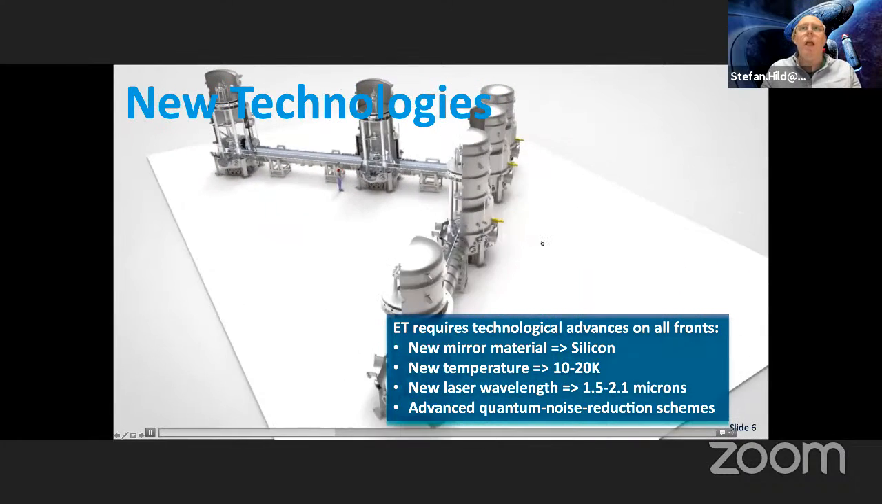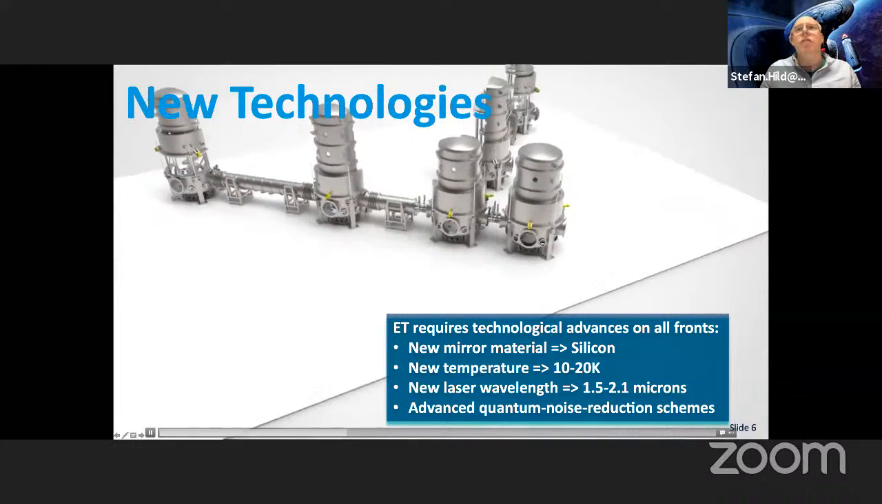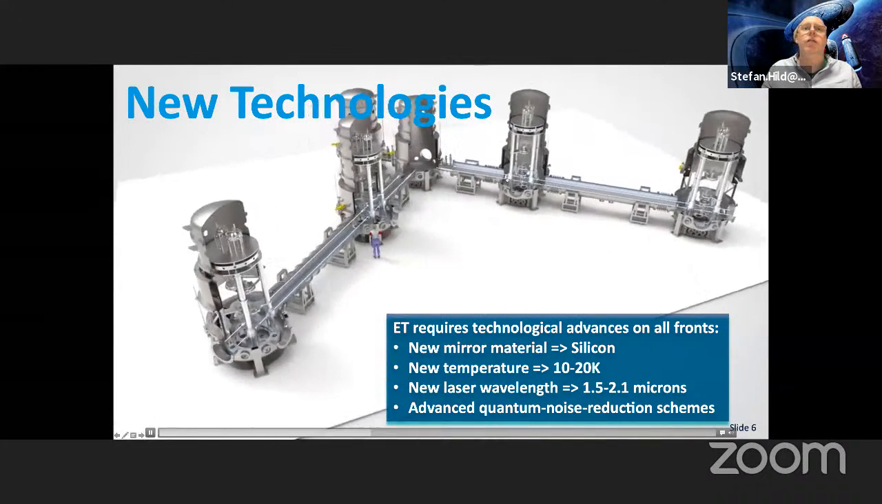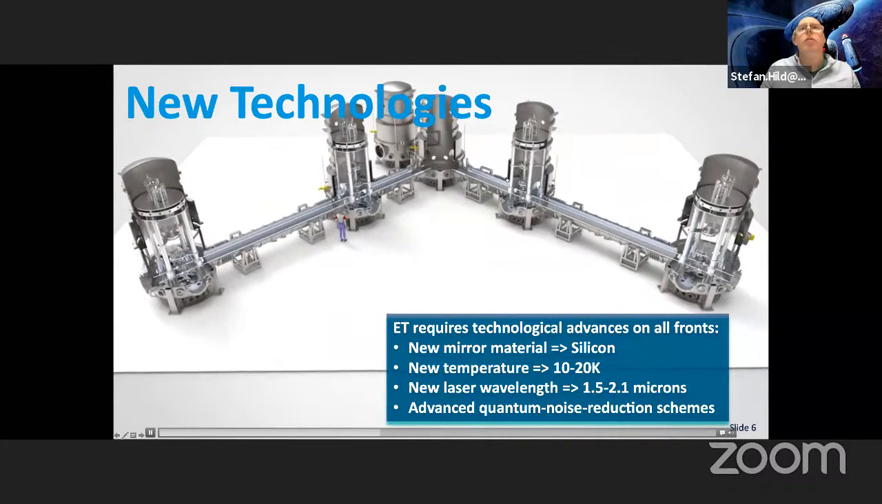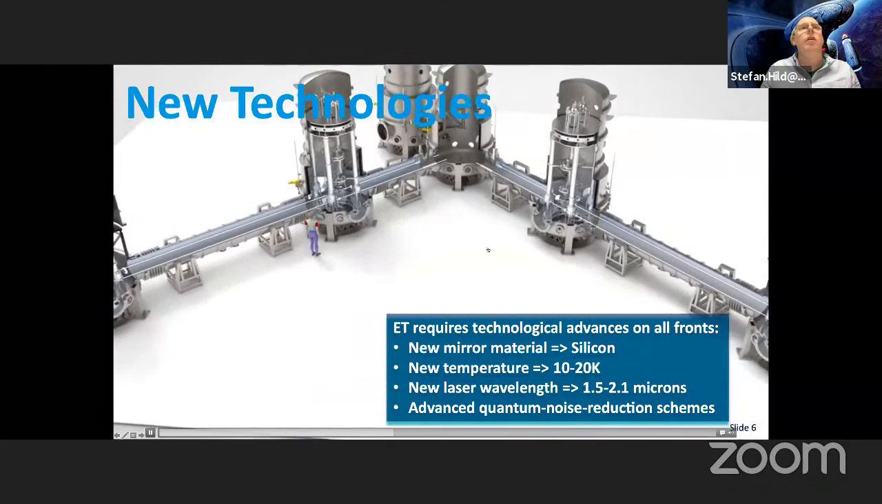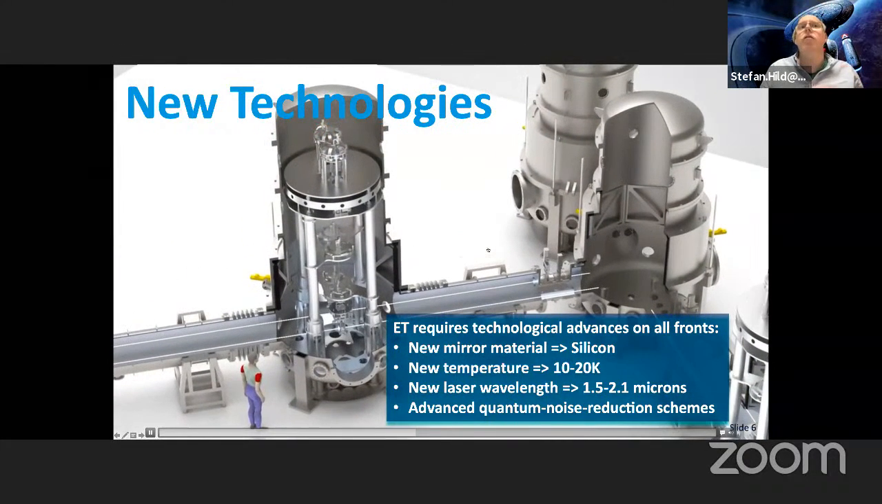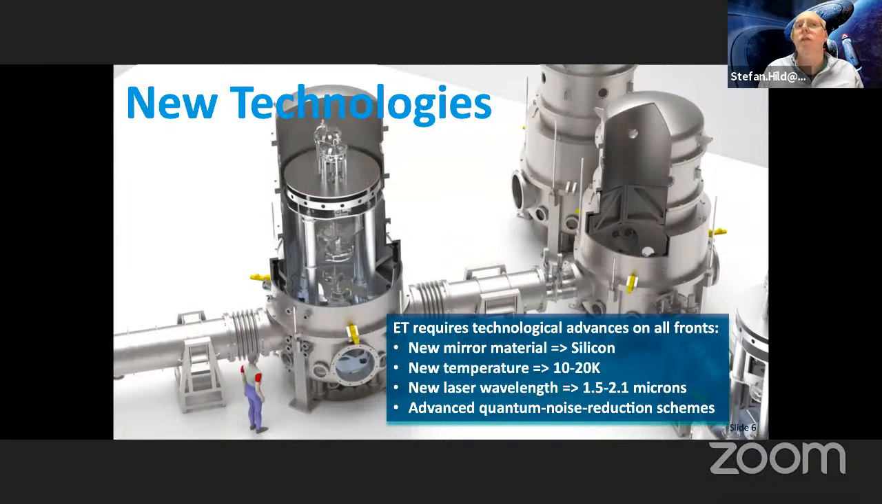Obviously, we want to go for silicon mirrors. As I said, we have cryostats in here and cryogenic infrastructure to cool the mirrors down. And obviously, we want to use the new wavelengths. But also, I think an important part is not to forget the quantum noise reduction schemes, because I think there will be many things very different.